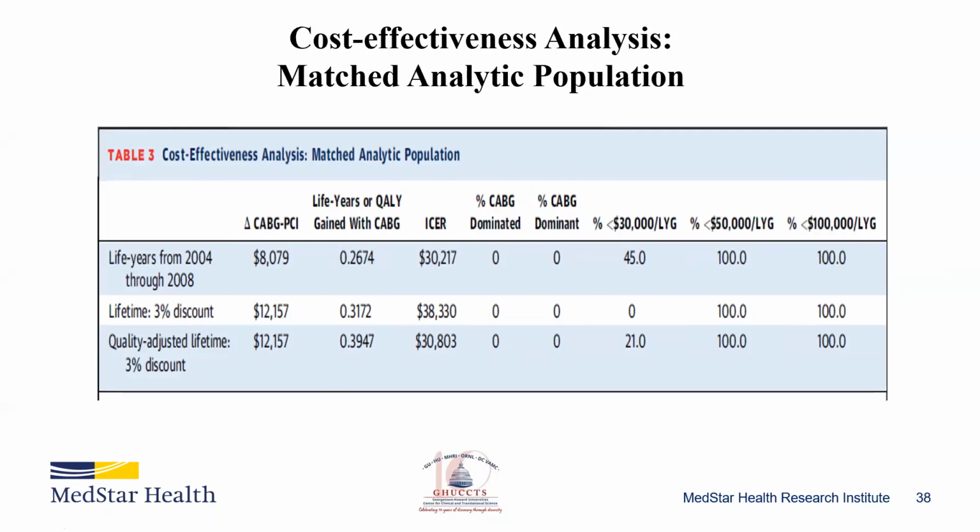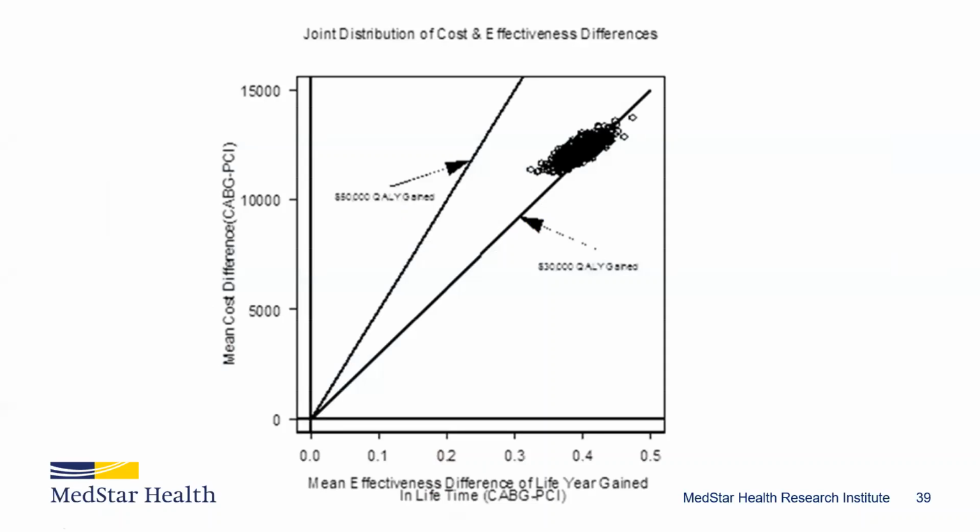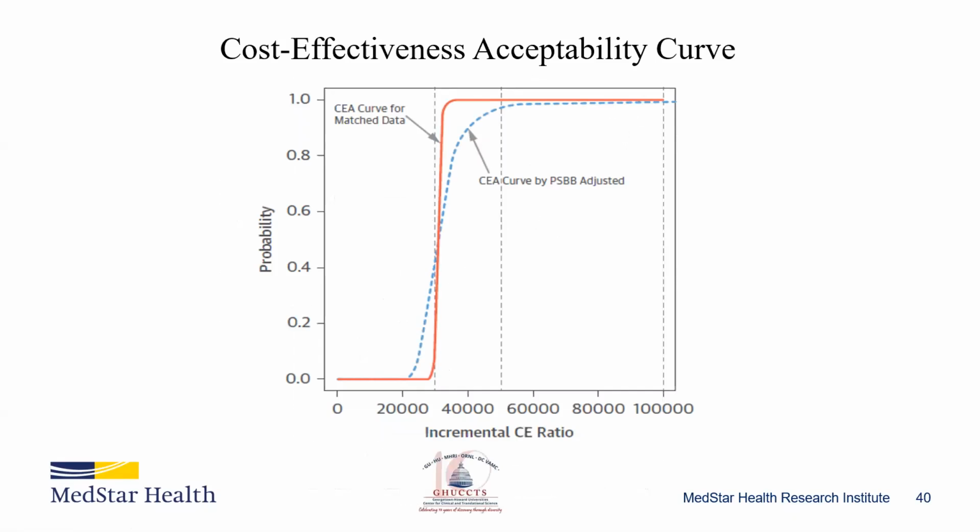So when we plotted this in the cost effectiveness plane, it looked like this. This looks a little funny here because typically when we do a plot like this, we want to make sure you know which quadrant you're in. So we try to have the intersection here of zero effectiveness and zero cost difference. So you can see that most of the replicates here were right at $30,000 per life year or per quality year gained in this case.